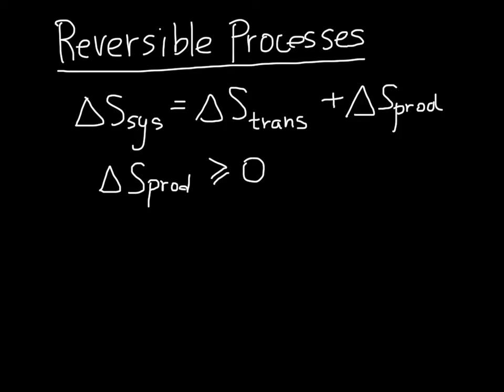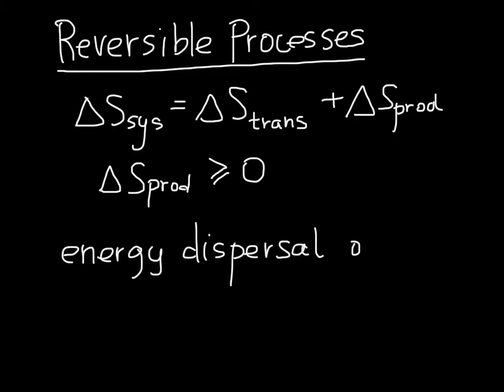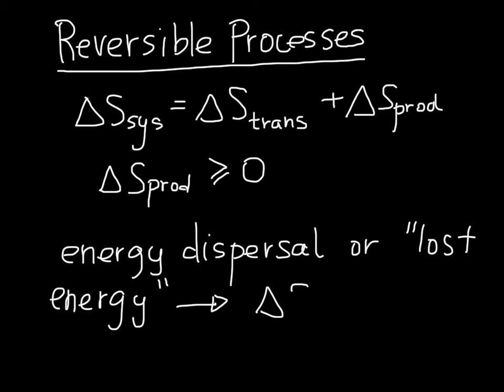And this would be things like heat loss, right? So if we have a light bulb, a lot of the energy that goes into the light bulb is actually lost as heat and is not what we end up seeing as light. This entropy production term is what quantifies the energy dispersal, or sort of lost energy. This is ΔS_p.